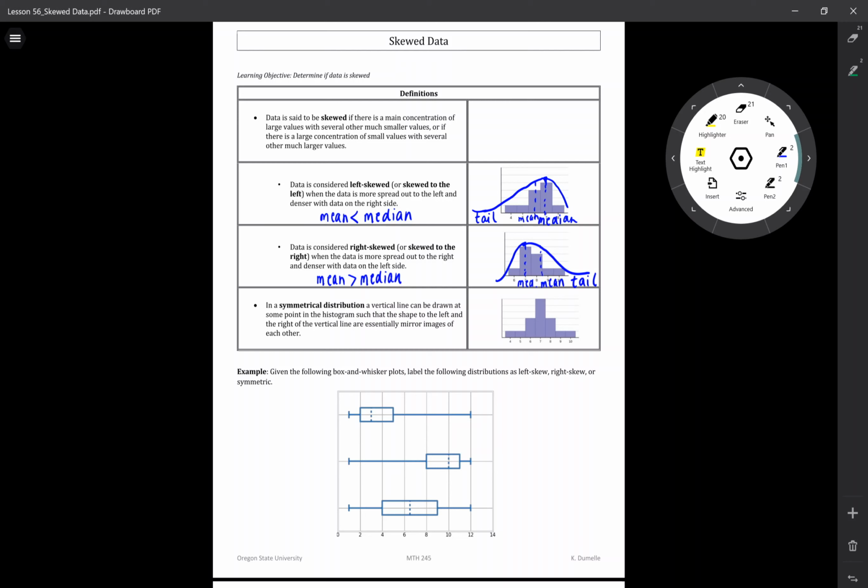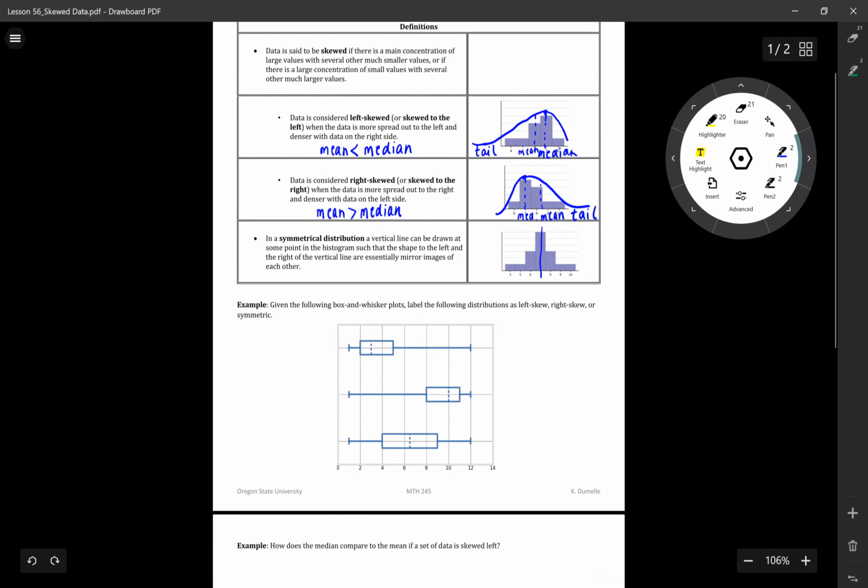We call our data symmetrically distributed, and this means that a vertical line can be drawn at some point in the histogram such that the shape to the left and the right are mirror images of each other. So if I draw a line there, I can see that the left side and the right side of that line are pretty much the same. So we call this symmetrical distribution. Okay, let's do some math here and determine which of these distributions are left skewed, right skewed, or symmetric.